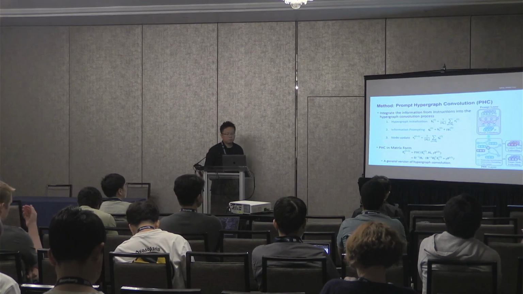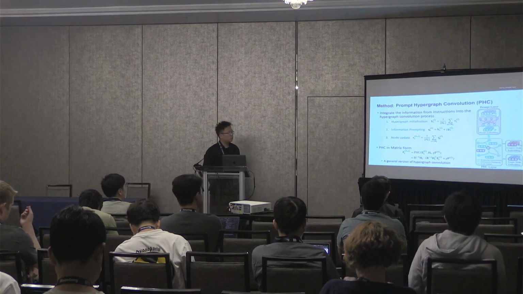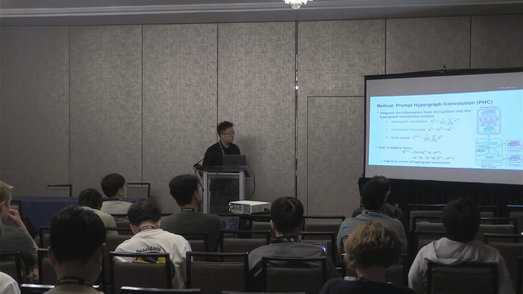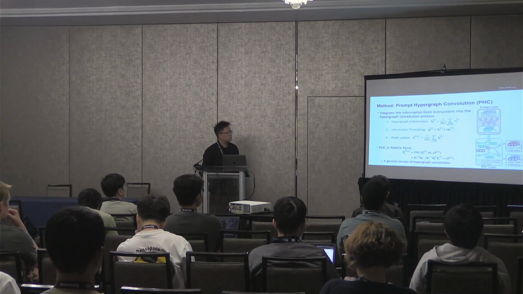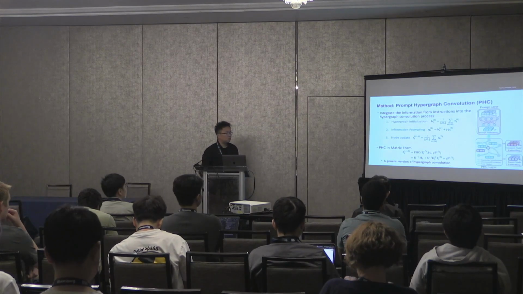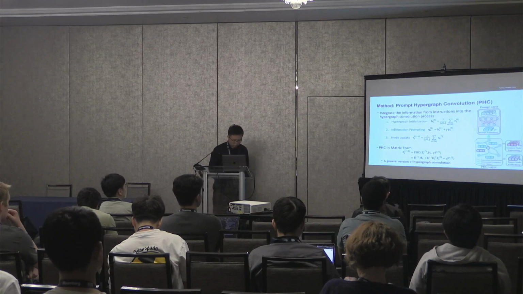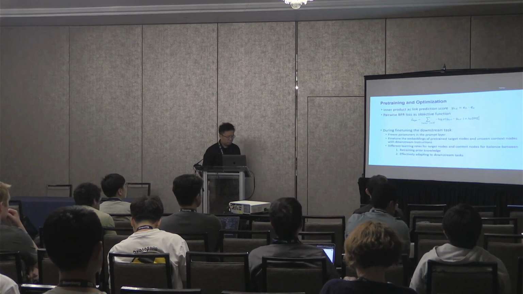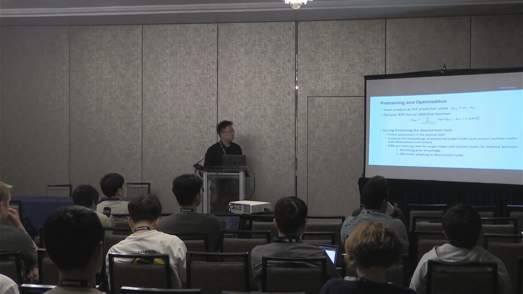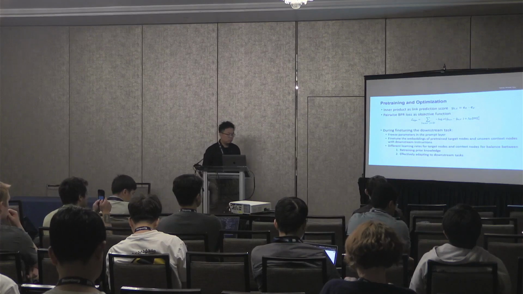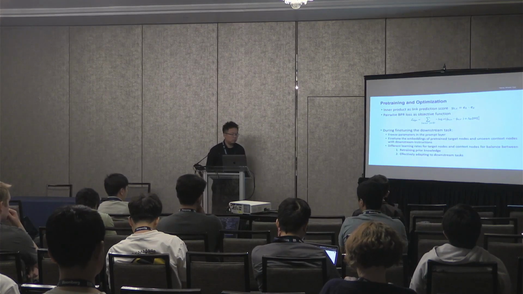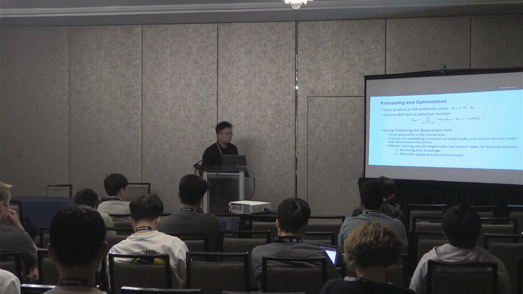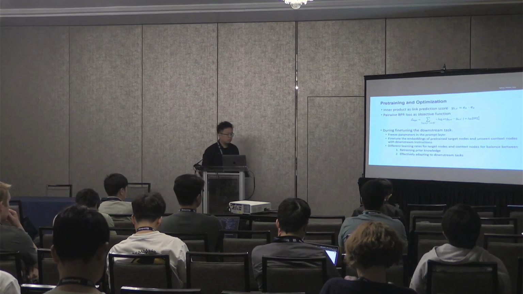From its matrix form here, we can see that this prompt hypergraph convolution layer is a more general version of the hypergraph convolution. It will degrade to the existing hypergraph convolution if we set the prompting intensities gamma equal to 0. After we use this PHC layer to get all node embeddings, for the link prediction problem, we use the inner product between nodes as a prediction score and pairwise BPR loss as an objective function.